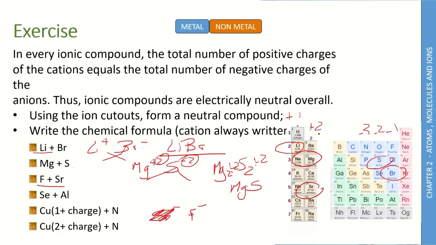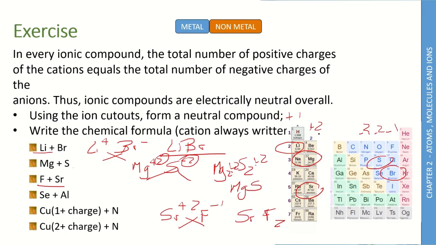Fluorine is, oh, you're right, I'm sorry. We don't start with fluorine, okay? We start with strontium, which is +2. Fluorine, group 17, -1. Cross the charge. So it will be this.